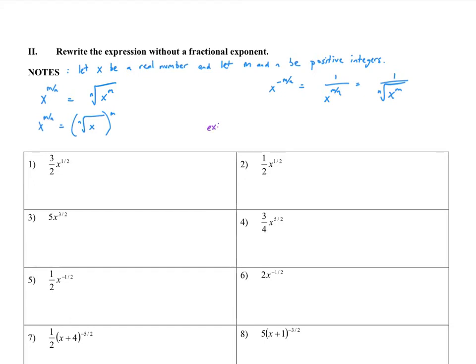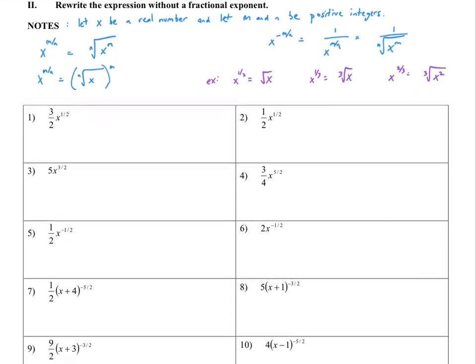Okay, here are some quick examples. x to the 1/2 is equal to the square root of x. x to the 1/3 is equal to the cube root of x. x to the 2/3 power is equal to the cube root of x squared. So therefore, here's a math tip. I've seen some people teach it like this. If your exponent is m over n, then m represents the power and n represents the root.